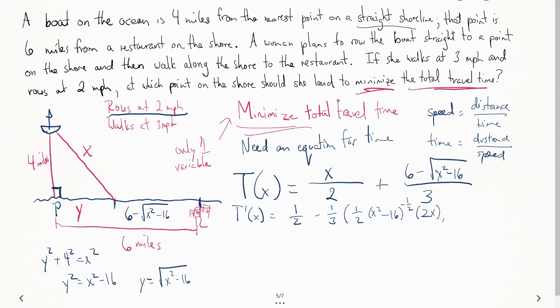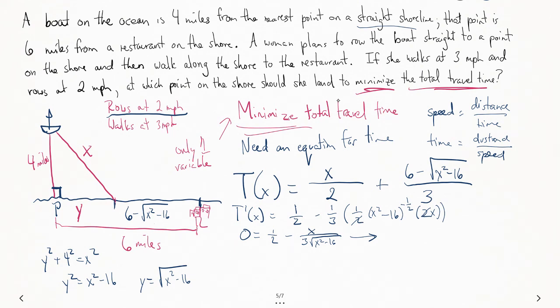Okie dokie. So now what we do all the time is set that thing equal to 0. So we go 0 equals 1/2 minus, let's try and brush this thing up a little bit. The 2's will cancel, so that's nice. That was convenient. And so we'll have an x up top, and down below we'll have a 3 times the square root of x squared minus 16. Yippee, right? So moving forward from there, what actually happens?